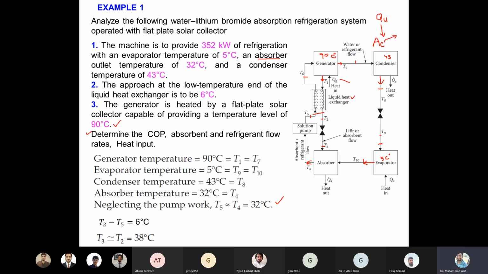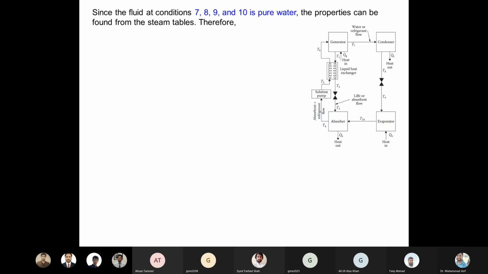If we know the temperature, can we know the pressure? We know that at 7, 8, 9, and 10, we have pure water only. This is a lithium bromide and water system. This is a refrigerant system, as explained. From here to here, up till here, is refrigerant. From here to here, this is refrigerant.